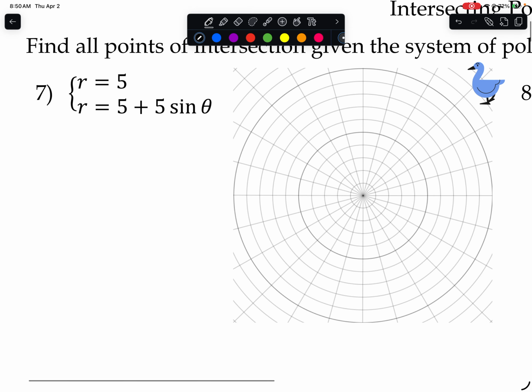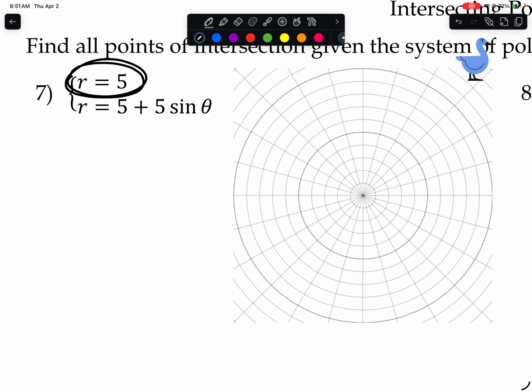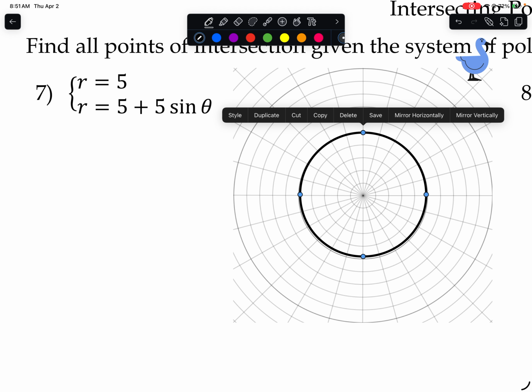So the first equation we have over here is going to be r equals 5, and then we have r equals 5 plus 5 sine theta. I'm going to do these problems under the assumption that you've already done 7.3, so that will help me with the graphing aspect of these. Looking at this first equation, r equals 5, this is just going to be a circle centered at the pole with a radius of 5. So I'm going to start with graphing this circle.